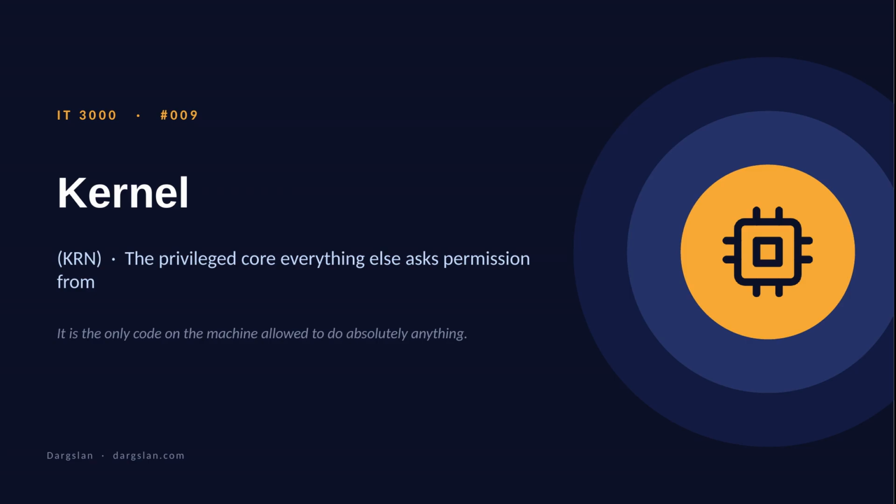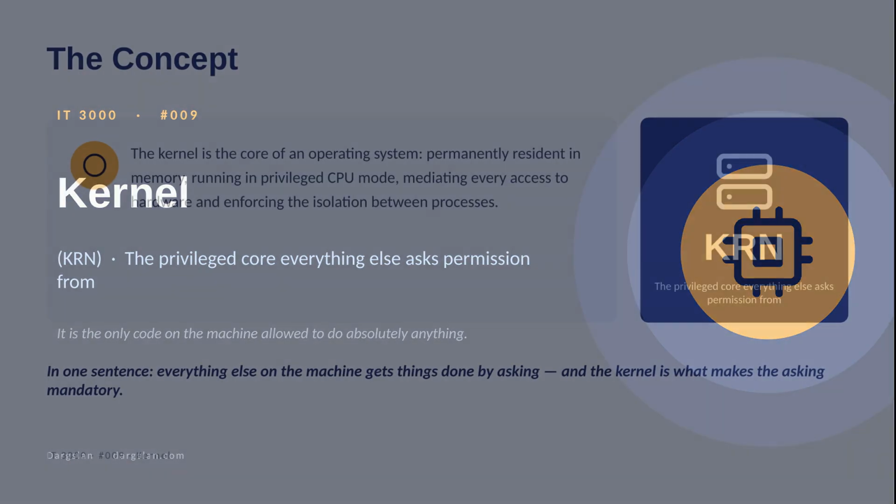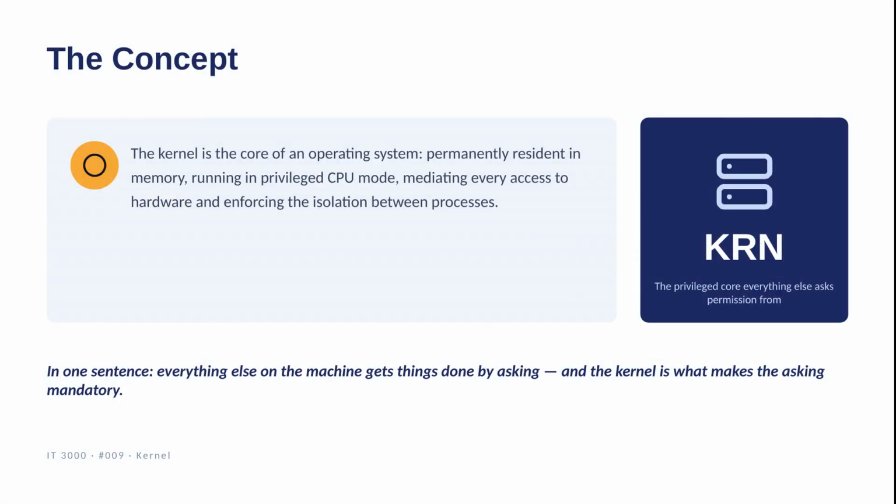At its heart, the kernel is defined by one thing: privilege. It's the single piece of code on your machine allowed to do absolutely anything, and everything else, every app, every driver, every process, has to ask it for permission. So let's pin down what that actually means.